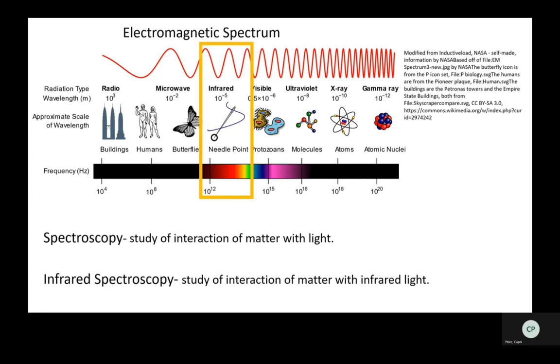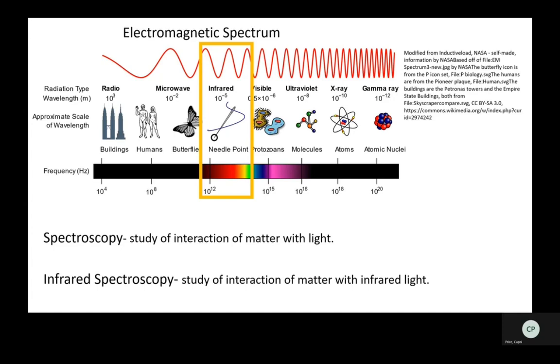Infrared light affects molecules differently than X-ray light. Instead of knocking out electrons from atoms, infrared light causes molecules to just wiggle in different ways. So we'll talk about that more in a minute. So infrared is a type of light, and spectroscopy means to study matter with light. So infrared spectroscopy is the study of matter or the interaction of matter with infrared light.